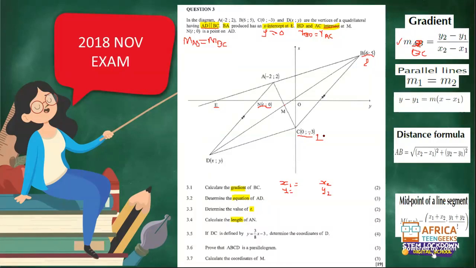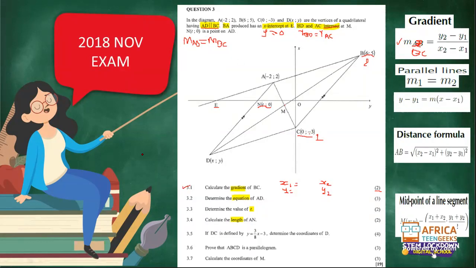That's how you would get your 3.1 because we have 2 points, hence it's even 2 marks. The important thing is to make sure that you know which one is your point 1, which one is your point 2, and make sure that when you substitute, you don't forget the negative sign.